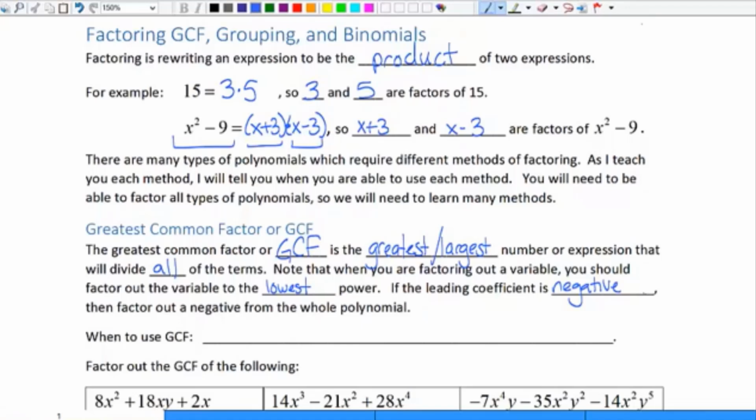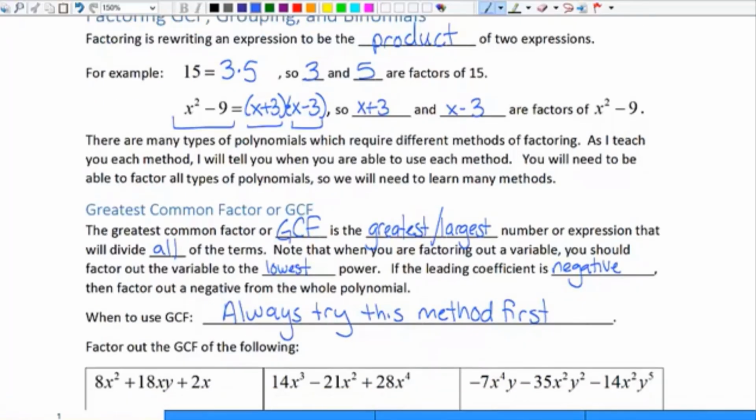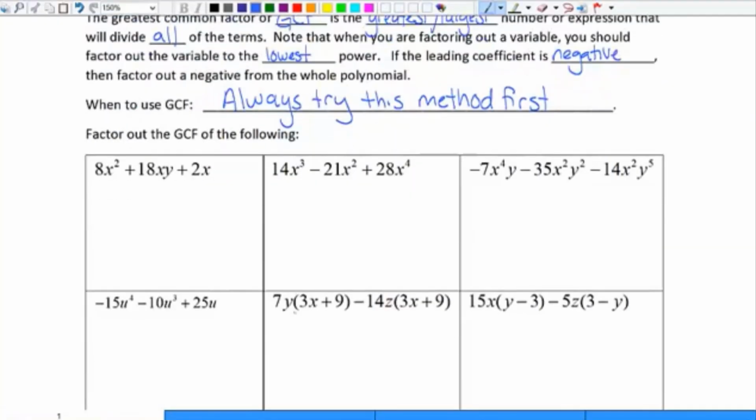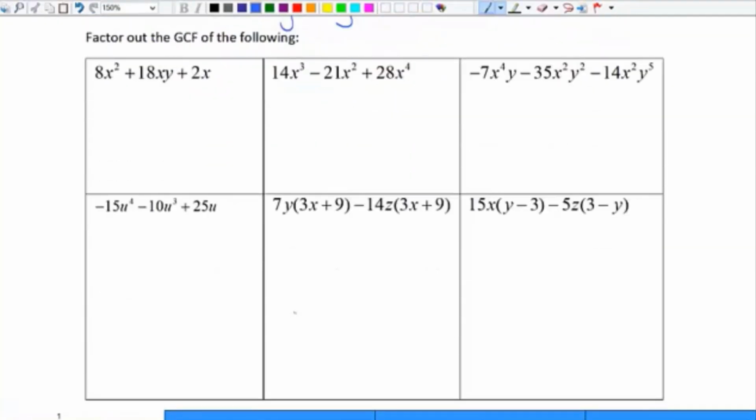So when do you want to use GCF? Well, I want you to always try this method first. Now let's practice factoring out the GCF of the following polynomials. Our first example is 8x squared plus 18xy plus 2x.